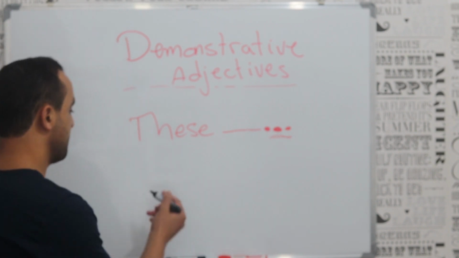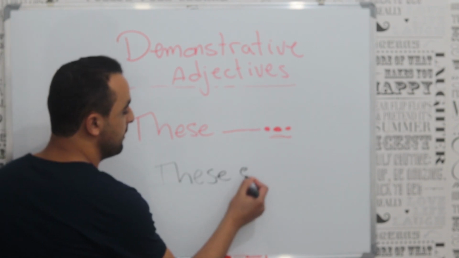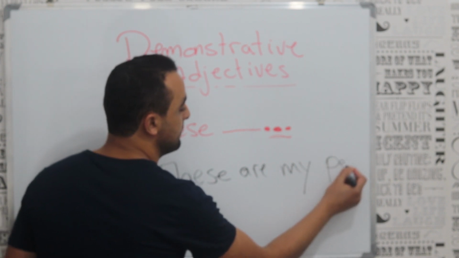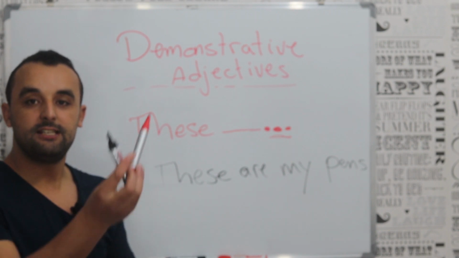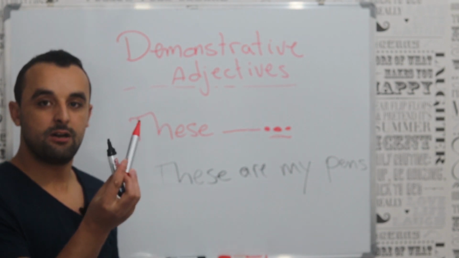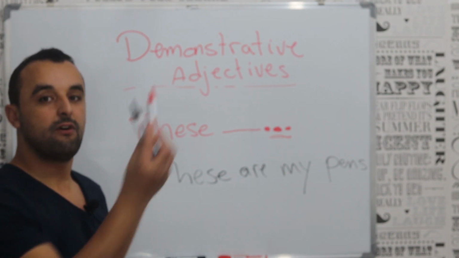For example, these are my pens. These are my pens, near to me. They are close to me, not far from me.